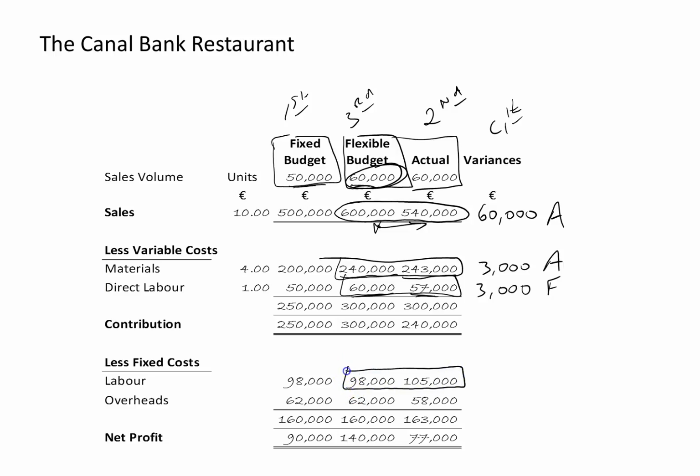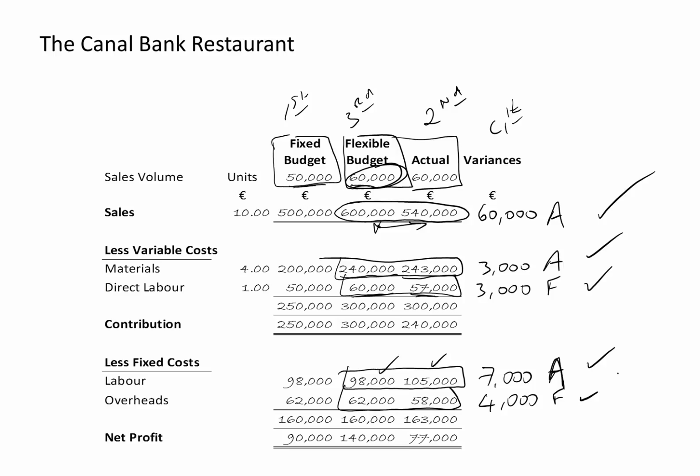Moving down here now, the fixed labour cost. Now fixed labour costs aren't supposed to change, but in this case they did. They've gone from what they should have been, 98, up to 105. That's a change of 7. The costs have gone up, so that is bad for us. It brings down the profits. That's an adverse variance. And the fixed overheads, well, they've actually gone down. So there's a 4,000 favourable variance. Now what we have here is the sales price variance, material cost variance, direct labour cost variance, fixed labour cost variance, and the fixed overhead cost variance.